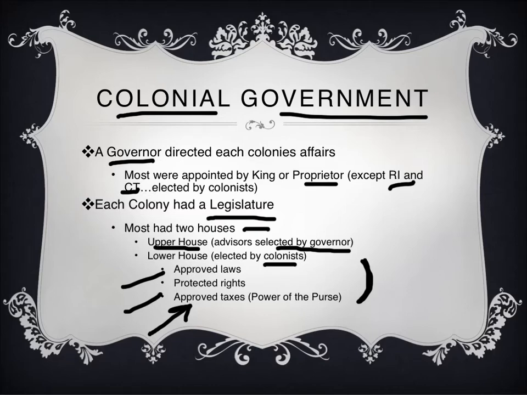So let me tell you about this. Okay, real quick. So the governor is the chief executive. He is the head of the executive branch.